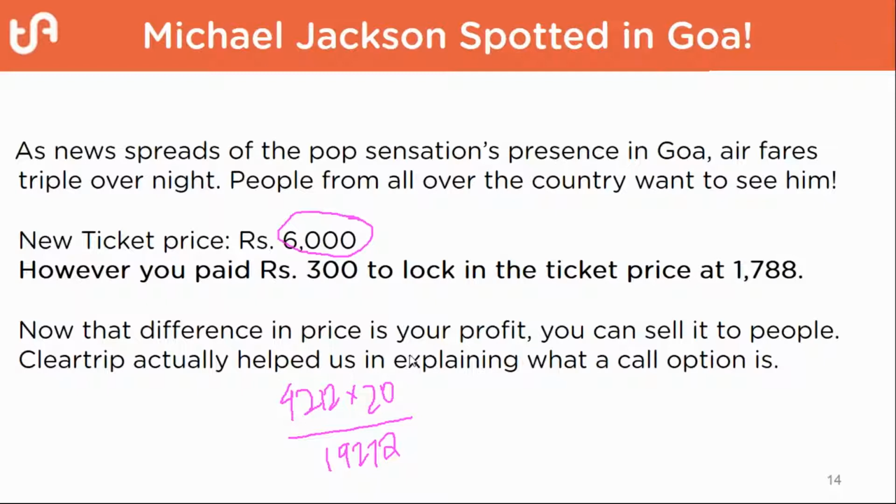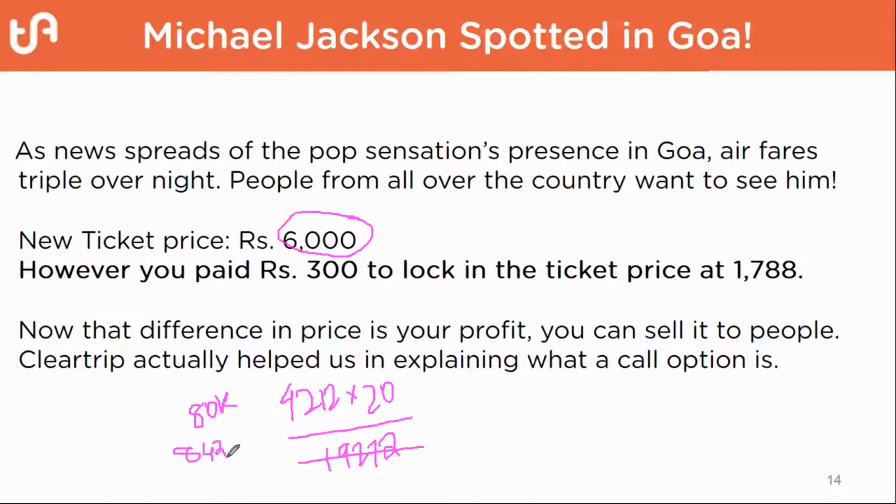At least it should be more, right? 4,000 into 20 is 80,000. So it should be more than 80k. Yeah, exactly. 84240. Thank you, Vishal. Okay, so that's the profit that you make, 84,240.